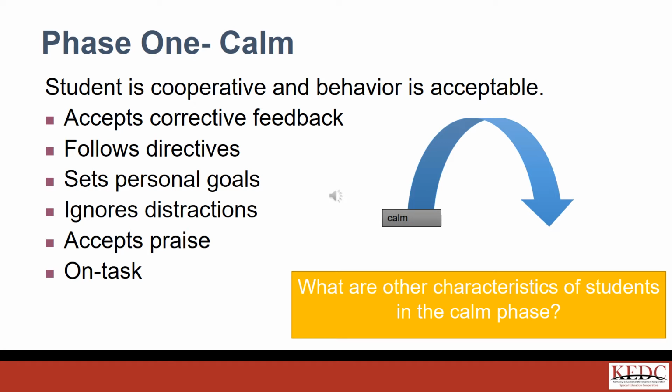In phase 1, calm, the student is cooperative and behavior is acceptable. Typically, the behaviors that you see will be that the student accepts corrective feedback, they follow directives, they can set personal goals, they ignore distractions, accept praise, and typically on task.